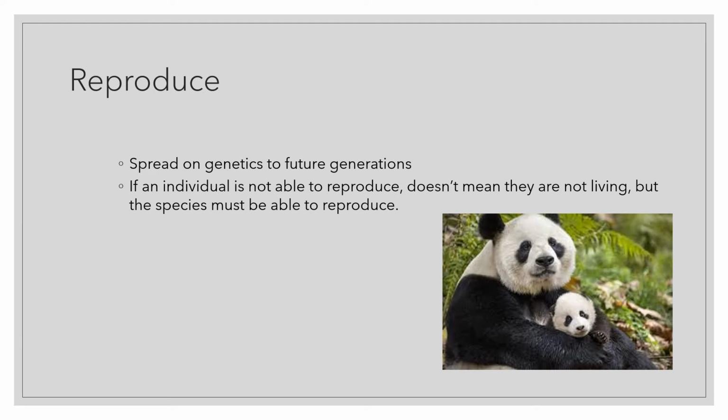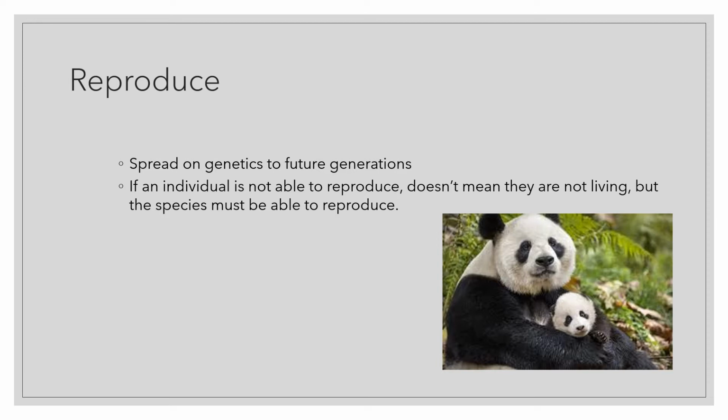All right, number 1, the ability to reproduce. So this is generally just passing on genetics to future generations to increase genetic variability to help increase survival for your species. Okay, so if an individual is not able to reproduce, that doesn't mean that they're not living. So if I or someone I know is infertile and is incapable of having their own offspring, that doesn't mean that they're not alive. This reproduction criteria is just for the species as a whole.